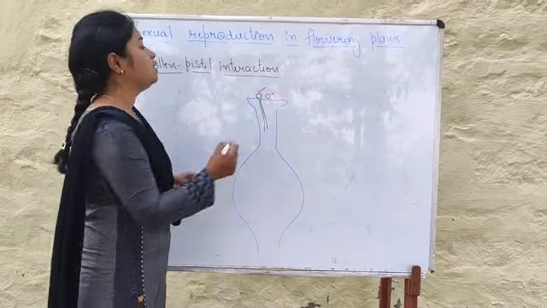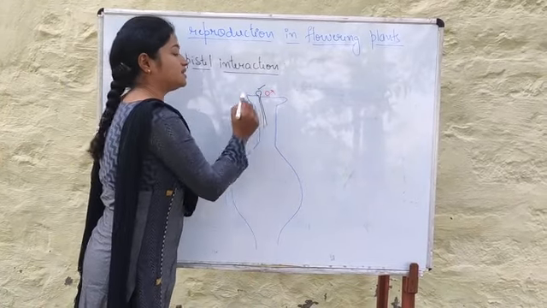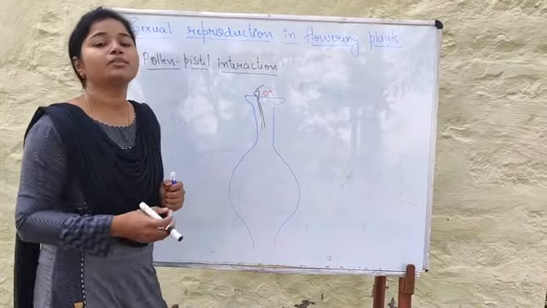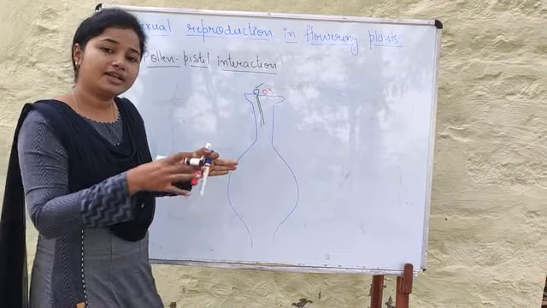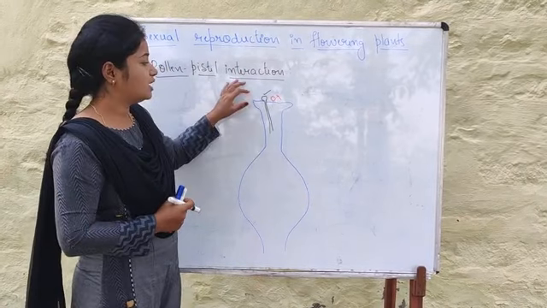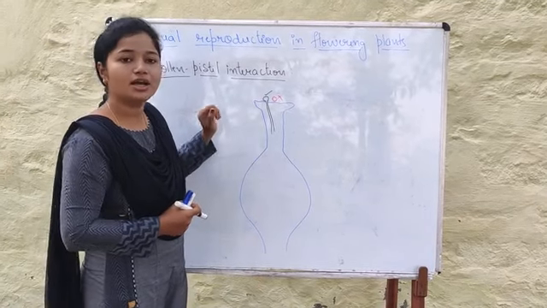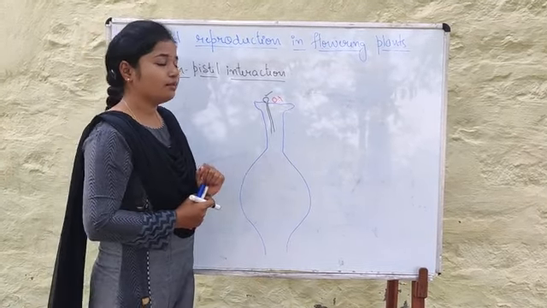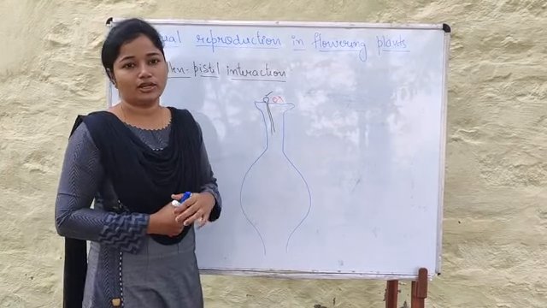Then whatever content is present inside the pollen grain, that is the generative cell and the vegetative cell, the content of these two cells is now transferred into the pollen tube. So the content of the pollen grain is transferred into the pollen tube now. So now we have seen two types of pollen grains, right?